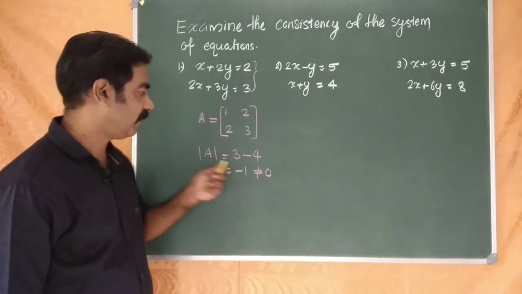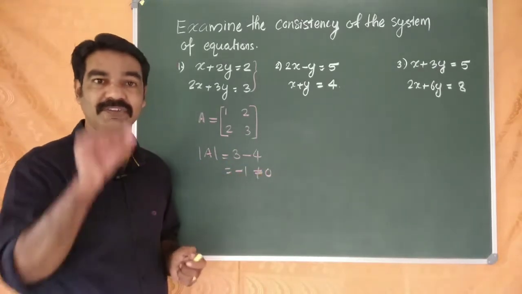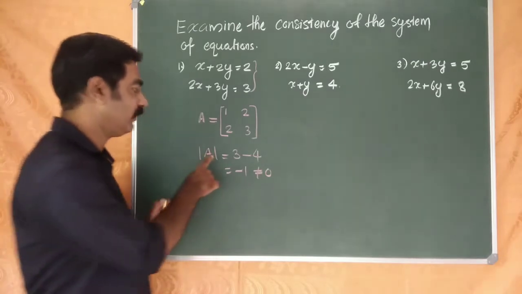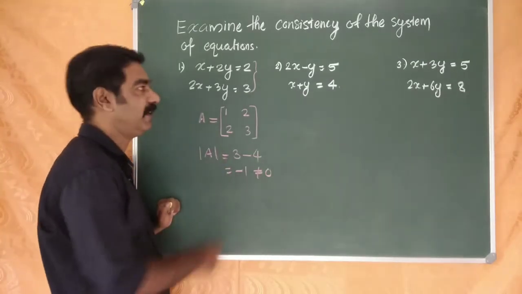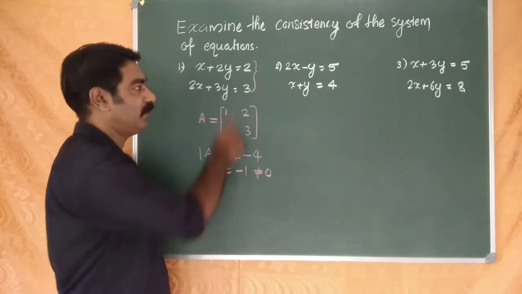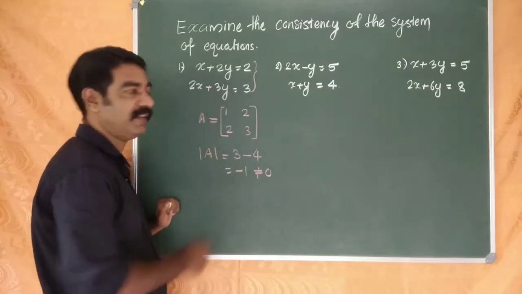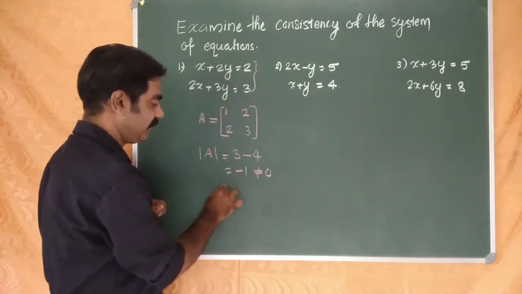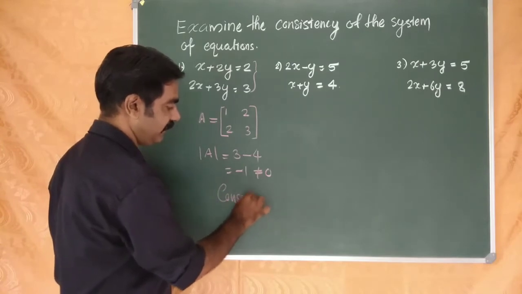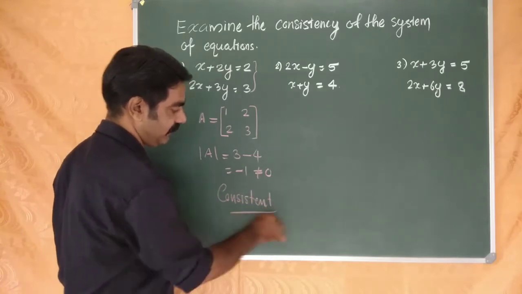The determinant of the matrix A is not 0. That means A is a non-singular matrix. If A is a non-singular matrix, then A inverse exists and we can find the solution. That means the solution exists. Therefore the equations are consistent.